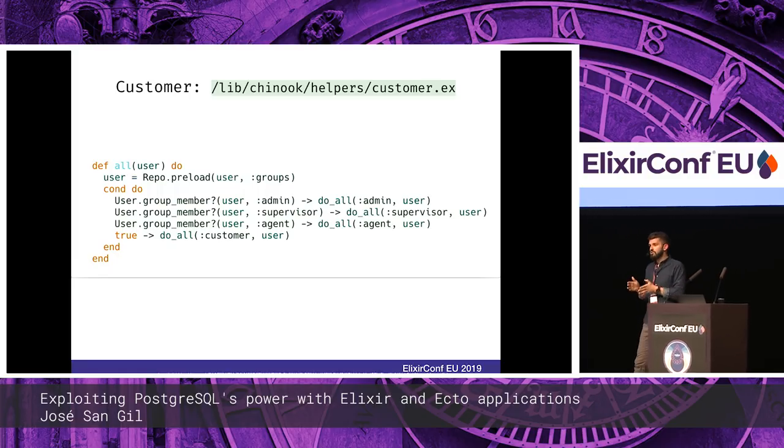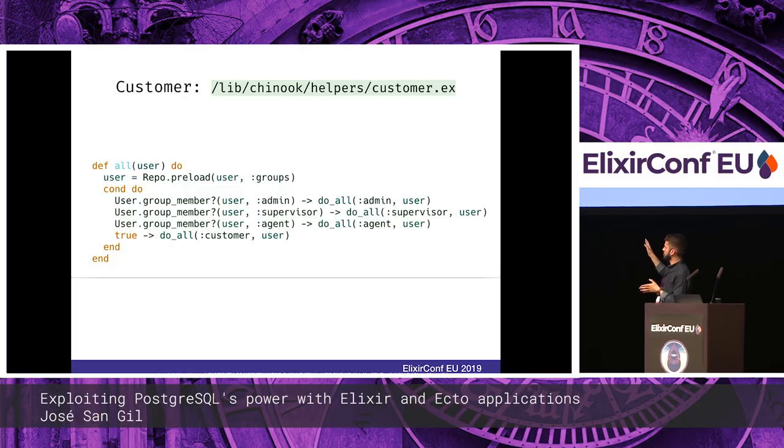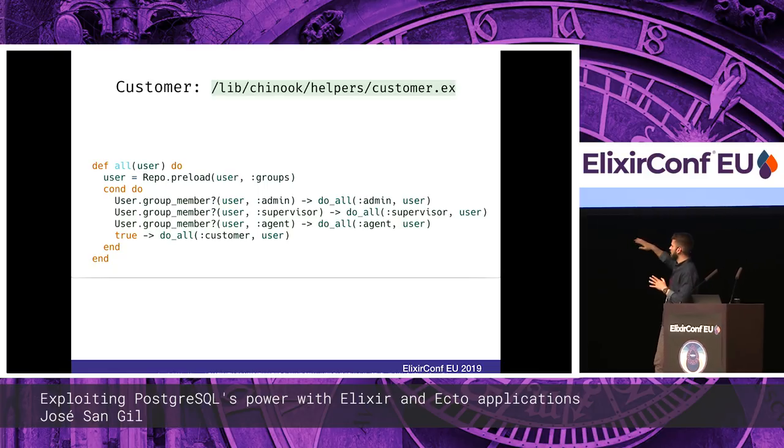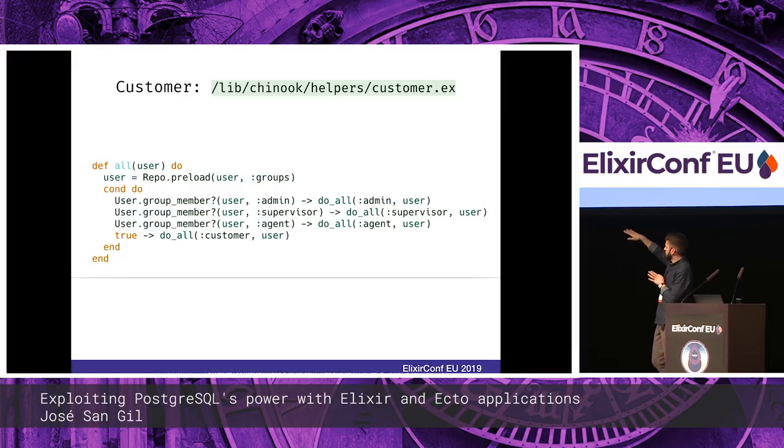A user could be in different groups. Here in the business logic of my application, I'm separating and saying, if this user is a member of the admin group, that has the highest priority. So I'm going to call this private function called doAll, saying that this is an admin user. And the same applies for supervisor, agent, and user.